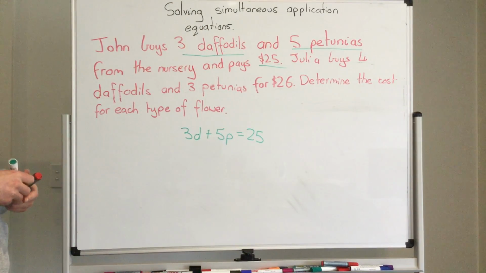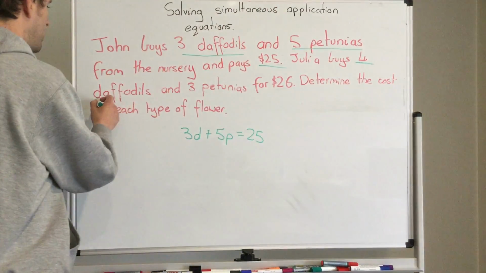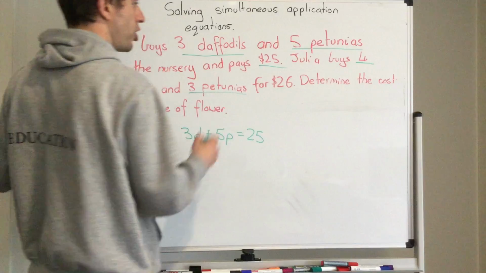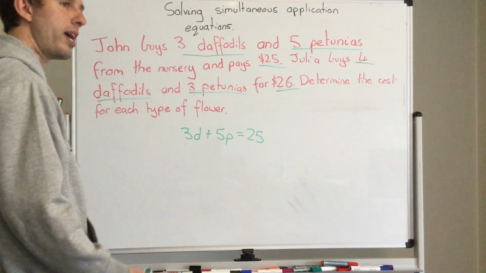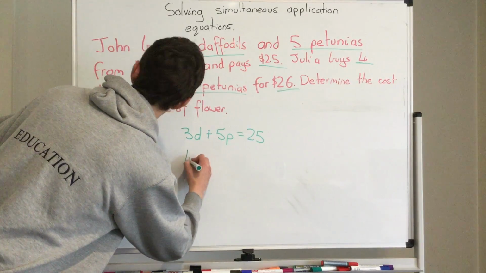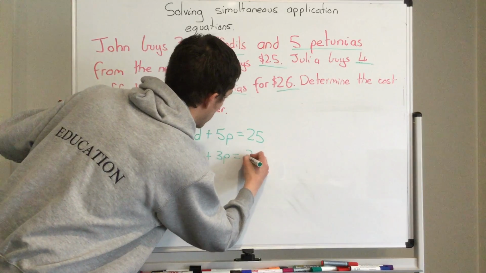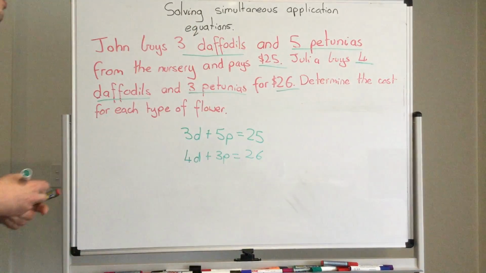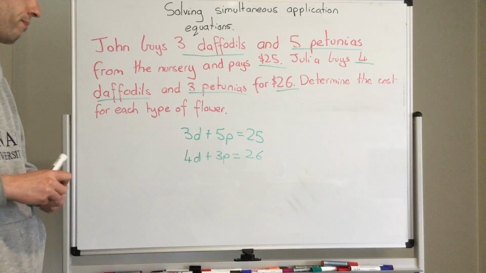Let's keep on going. Julia buys 4 daffodils and 3 petunias for $26. So we've got our second equation: 4D plus 3P equals 26. Determine the cost for each type of flower.